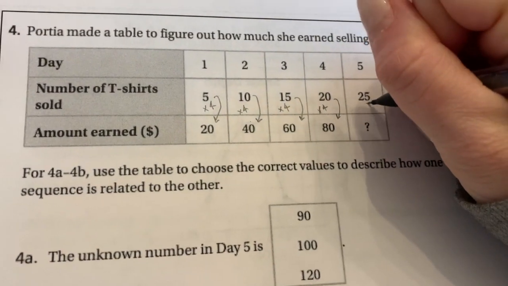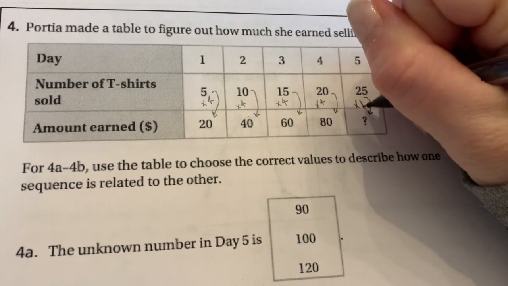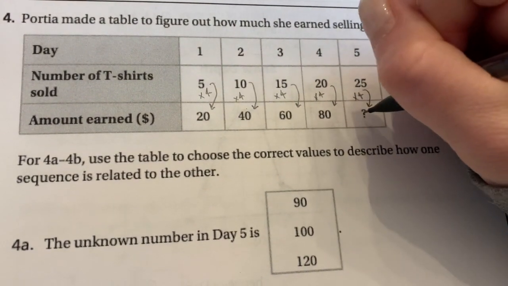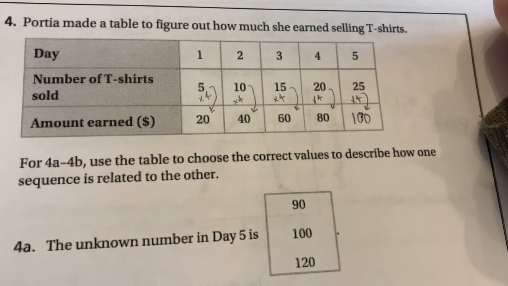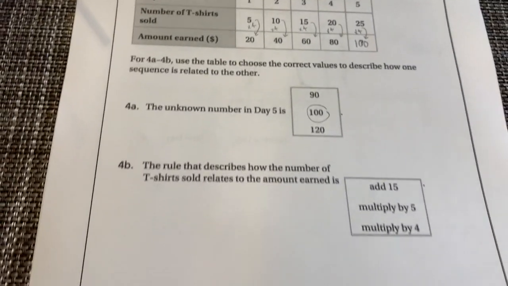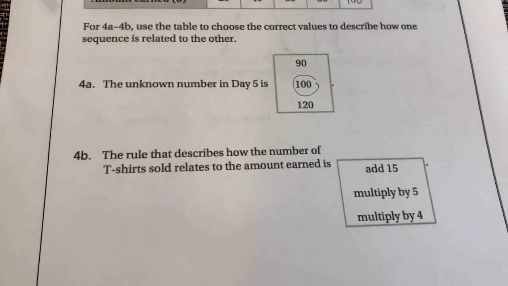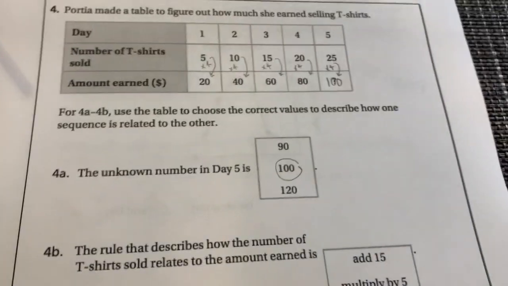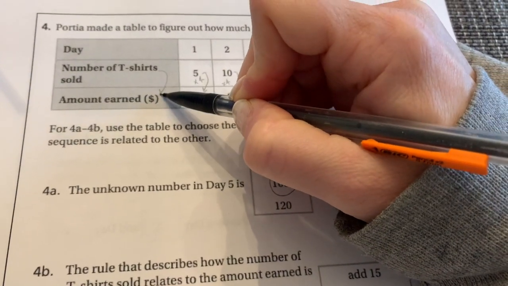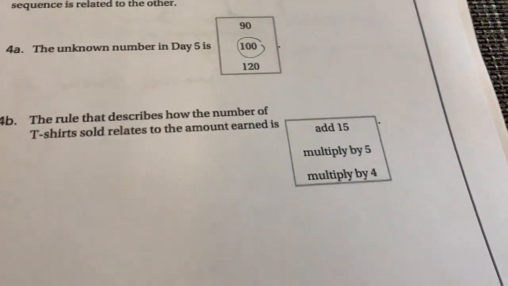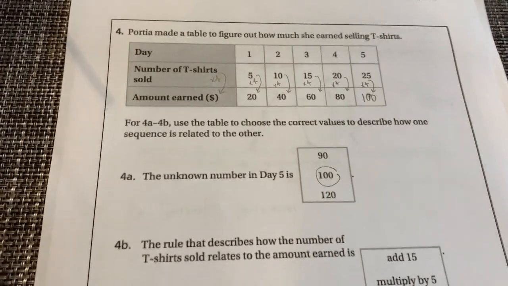So that means to get this missing number, I'm going to multiply 25 times 4, which remember, this is like quarters. 4 quarters is $1, so this is going to be 100. So here you're just going to circle 100. And then part B, the rule that describes how the number of t-shirts sold relates to the amount earned. Well, what did we do each time? We multiplied by 4. Okay, that's it for number 4.